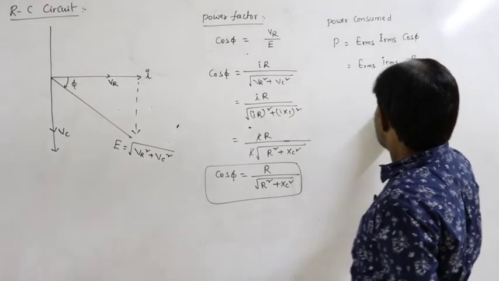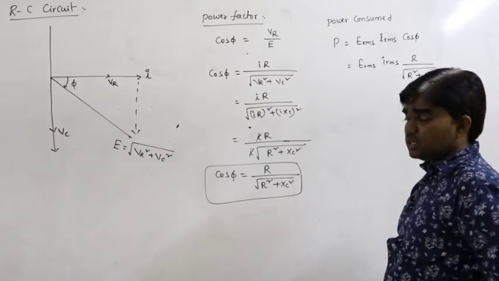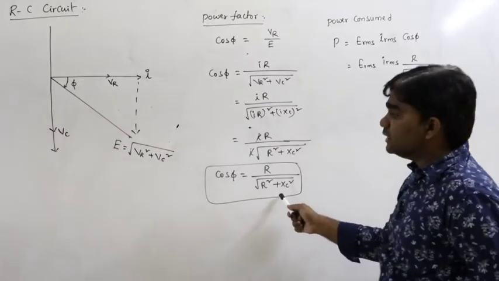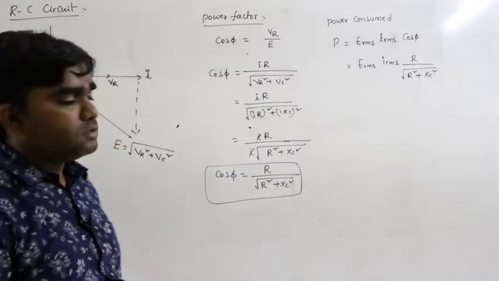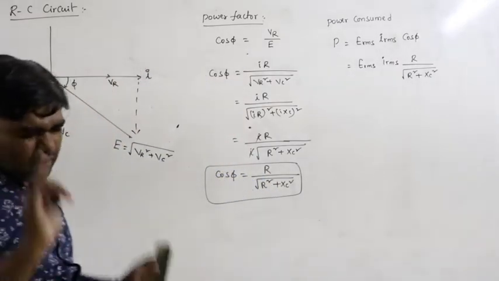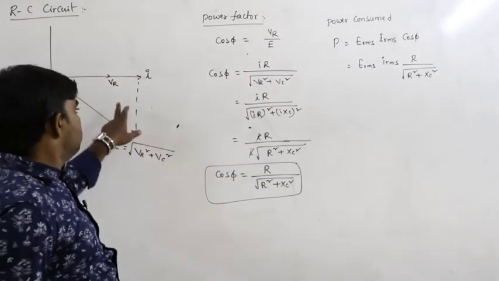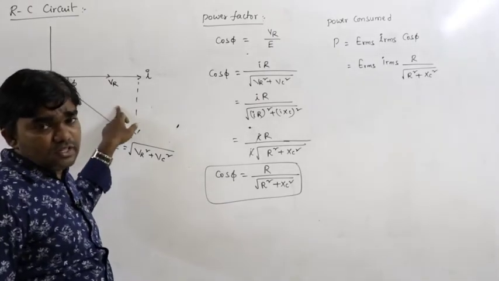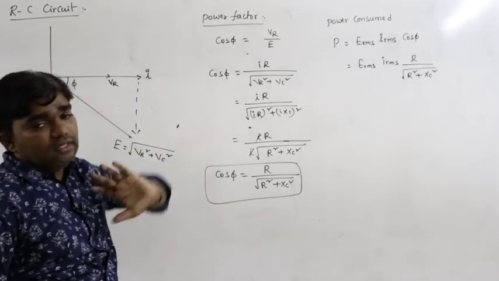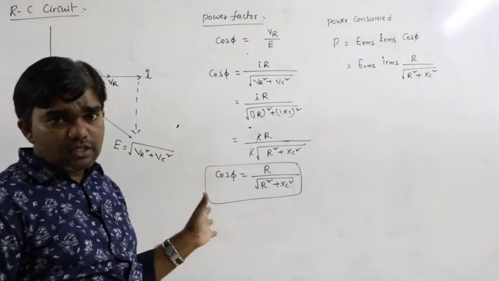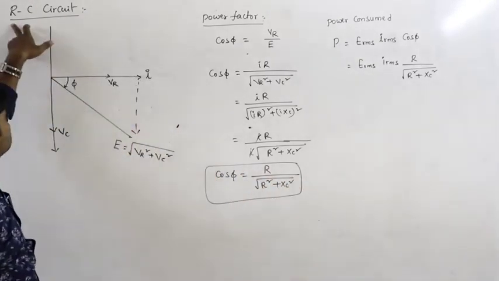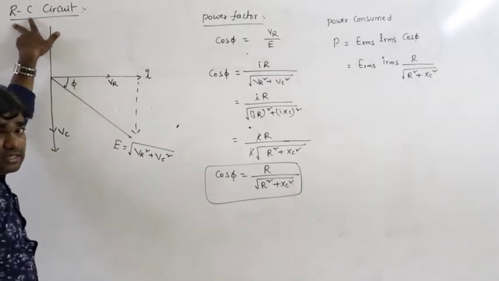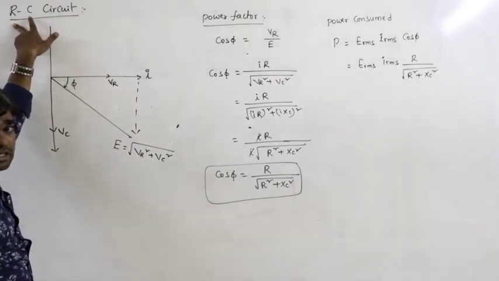So what is the power consumed in an RC circuit? What is the power factor in an RC circuit? These are the points you have to remember. For anything, we must first draw the phasor diagram. Based on that phasor diagram we can calculate anything. So what are the major points here? What are the circuit elements? Resistance and capacitance.